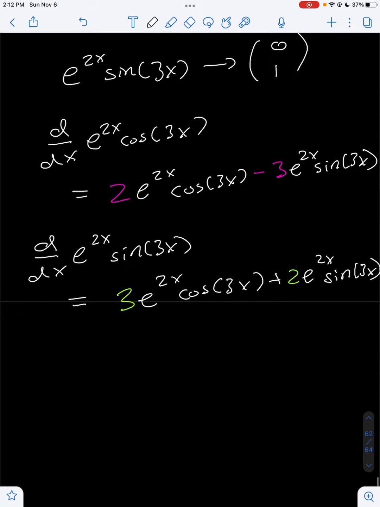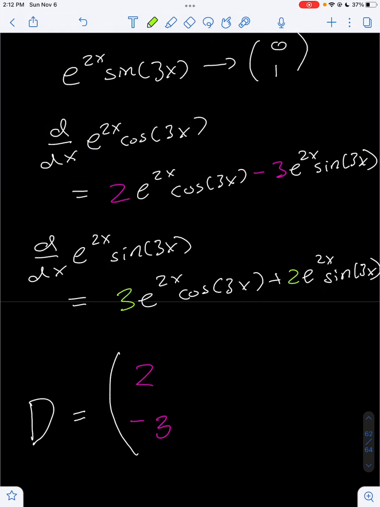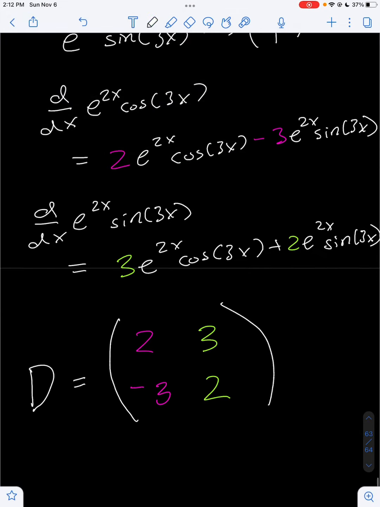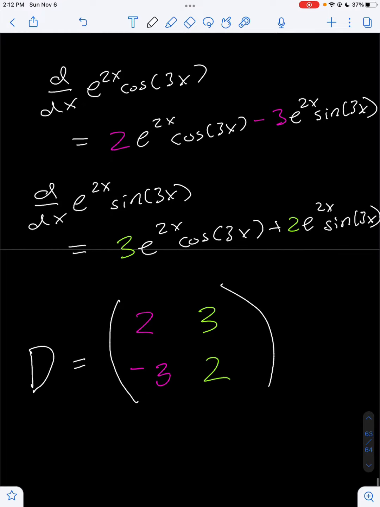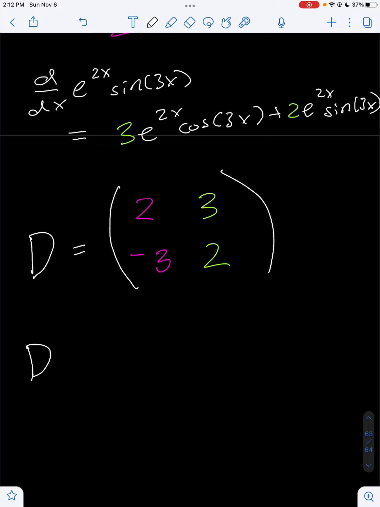So this means that our derivative, represented as a matrix, is just going to be [2, -3], and then [3, 2]. So since this is going to be our derivative as a matrix, that means that the integral is going to be the inverse of D, which is 1 over the determinant of D times [2, -3], [3, 2].